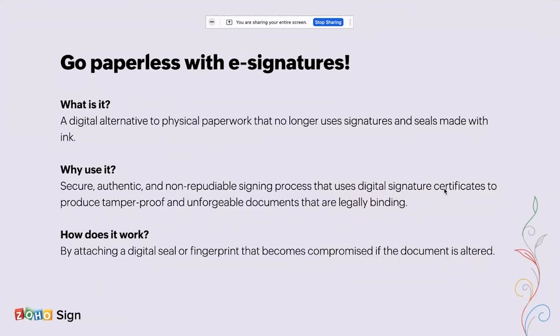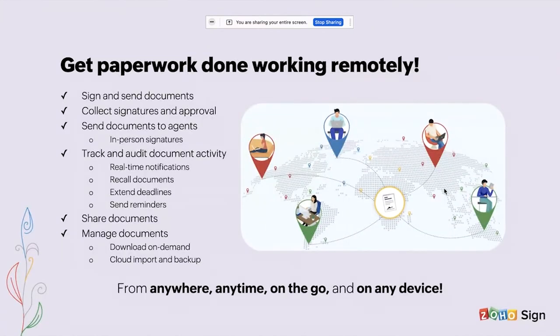So e-signatures are a digital alternative to the traditional way of signing your documents with pen and paper or seals made with ink. They are secure and authentic. The signing process involved is non-repudiable and it produces tamper-proof documents. E-signatures basically use digital signature certificates which are linked to the identity of the signer. The signed documents are unforgeable. There are even other ways in which e-signatures can help you. So you can get your paperwork done remotely.